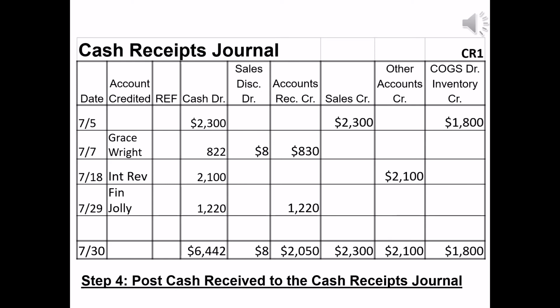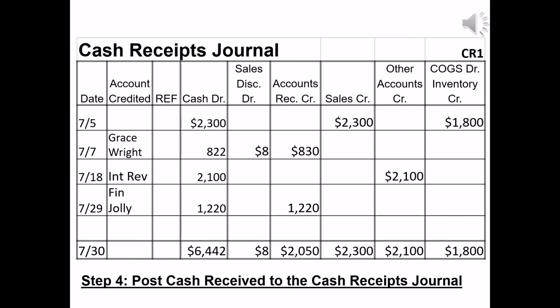On the 18th of July, we collected interest revenue of $2,100. This isn't a normal amount that we would receive, so we don't have a specific column for it. We're going to put the debit in cash and the credit is going to go in our column for other accounts. You'll notice that we've written in the name of the account right beside the date of interest revenue.